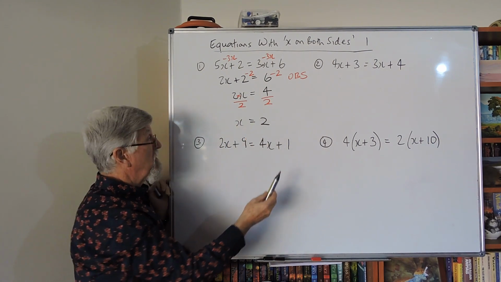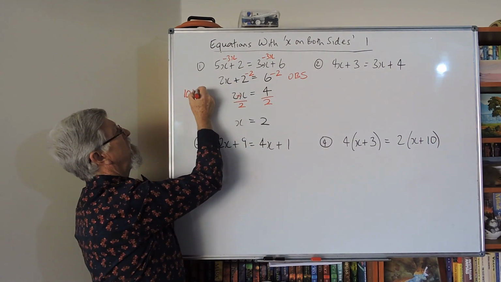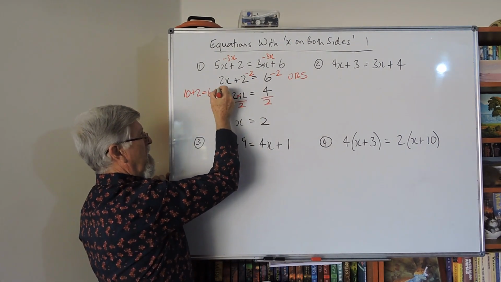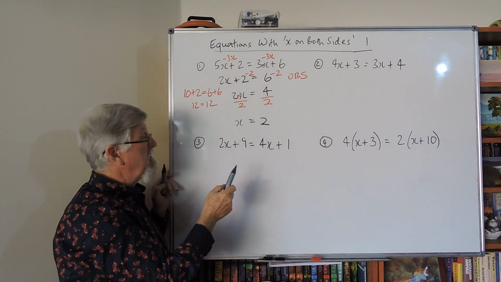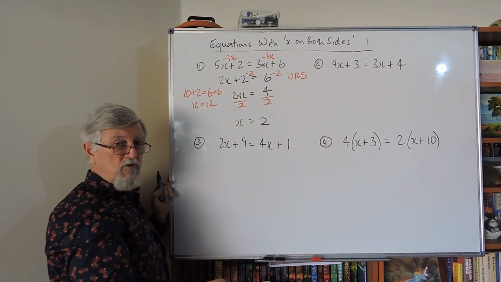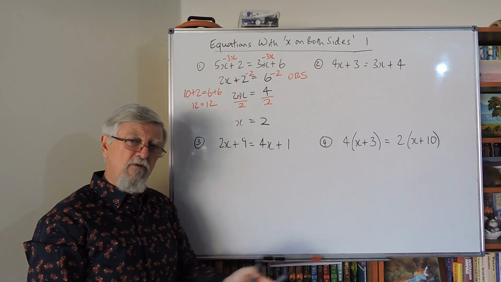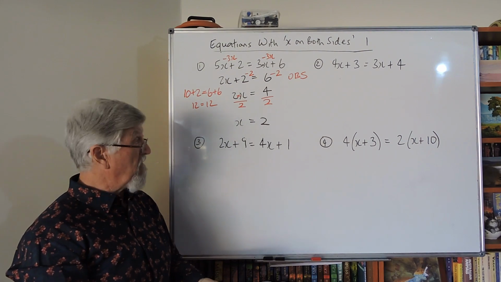If I go back to the question, 5 by 2 is 10, plus 2, must equal 3 by 2 is 6, plus 6. So we've got 12 equals 12. So 2 is the only number in the world that will make that equation true. For each of these, there will be one number that makes them true. There won't be 2 or 3. There's only one. There will always be one that we can find.